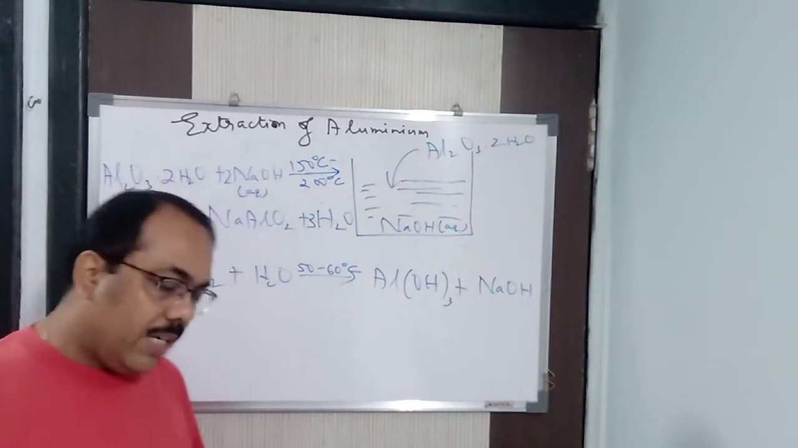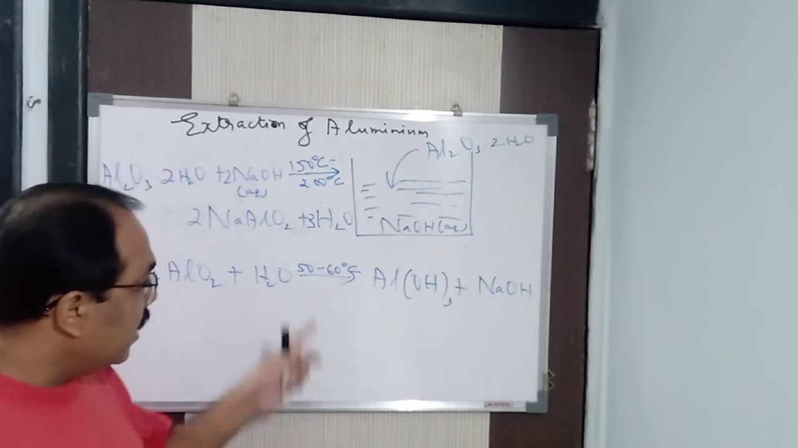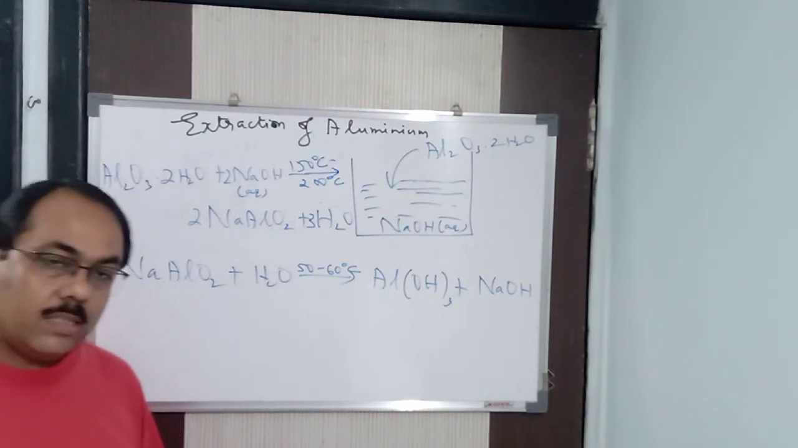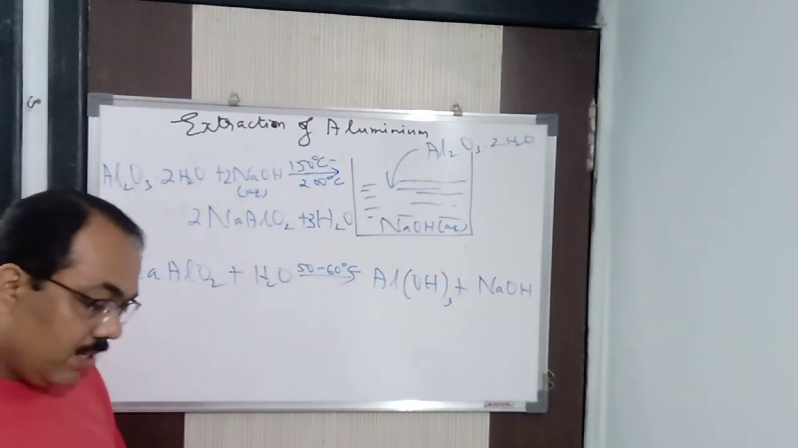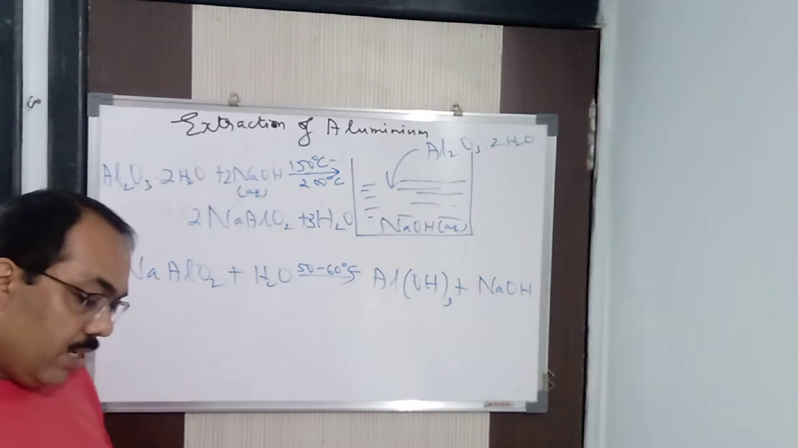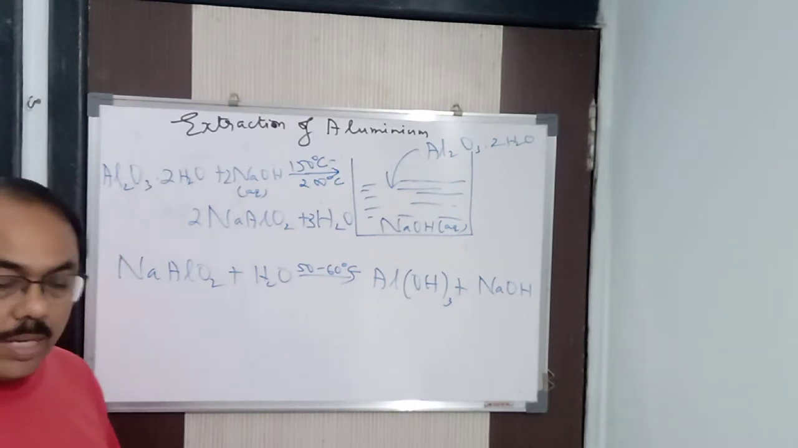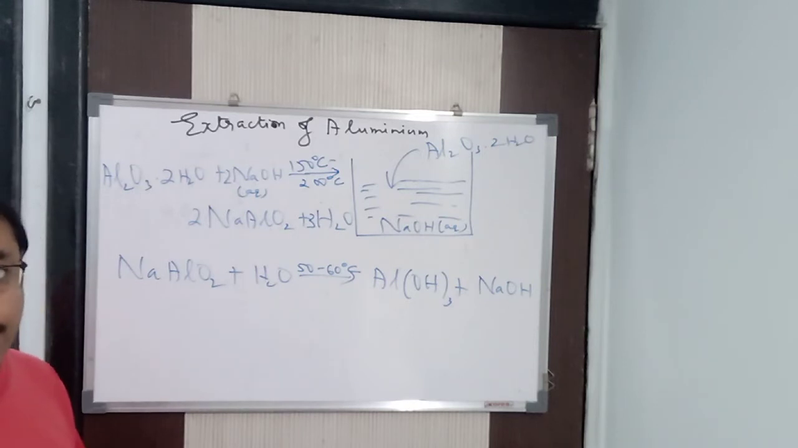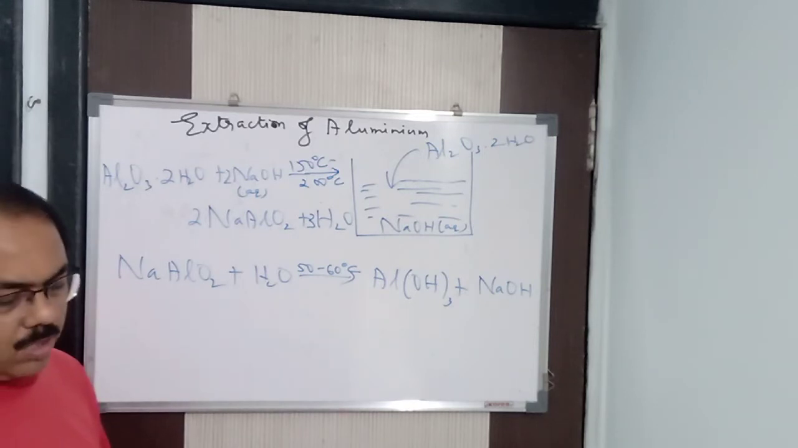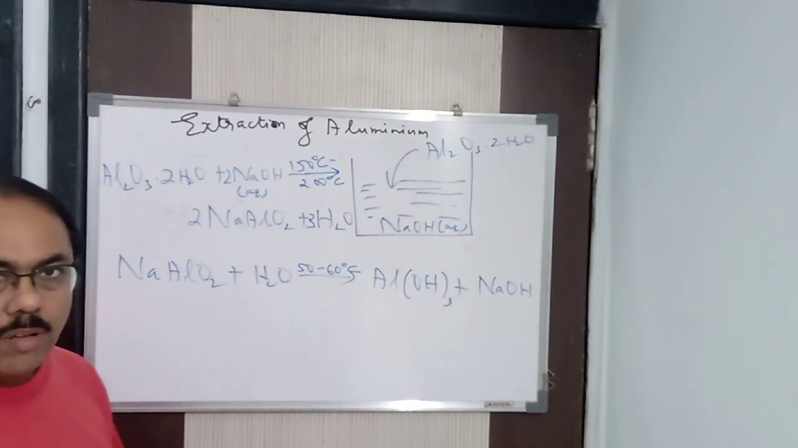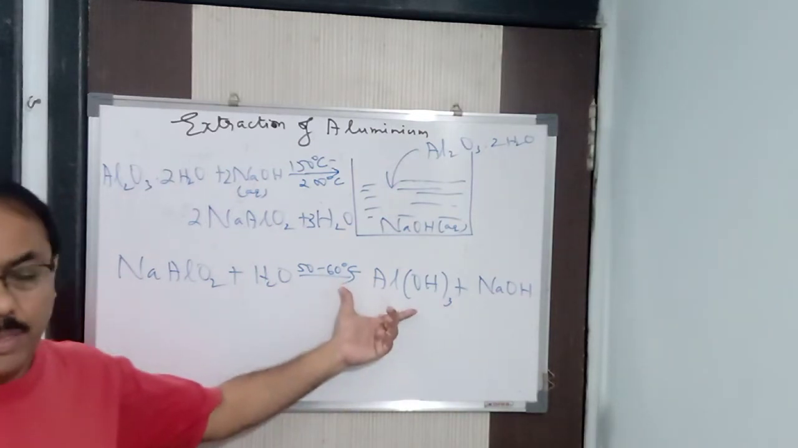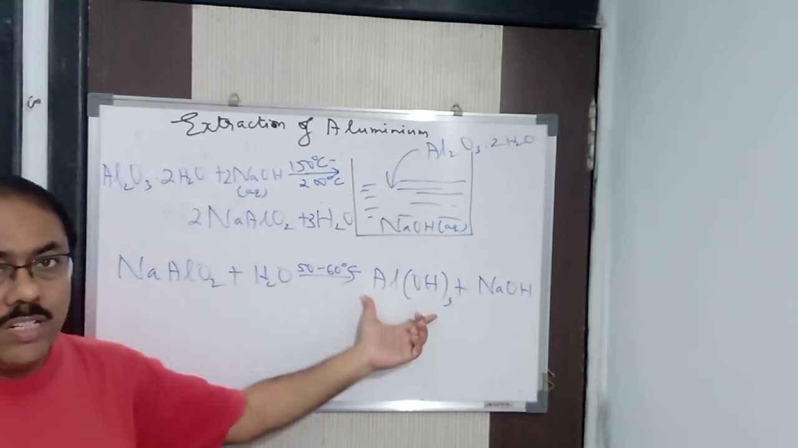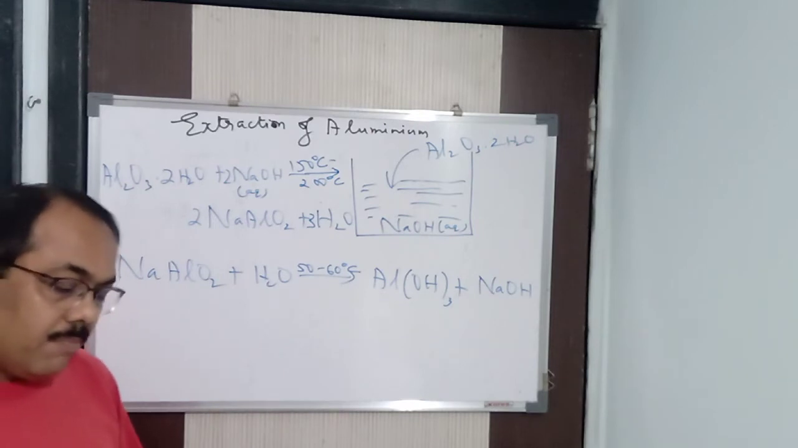Now, sodium metaluminate is diluted with water and heated at a temperature of 50 to 60 degrees Celsius. As a result, we get aluminum hydroxide and sodium hydroxide. Aluminum hydroxide is a precipitate and sodium hydroxide is soluble in water. So we filter it, and on filtration you will get the aluminum hydroxide as a precipitate.